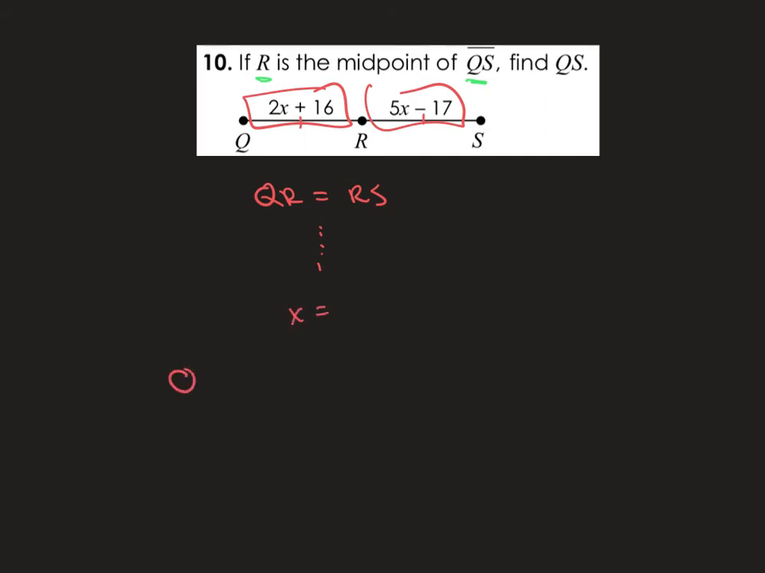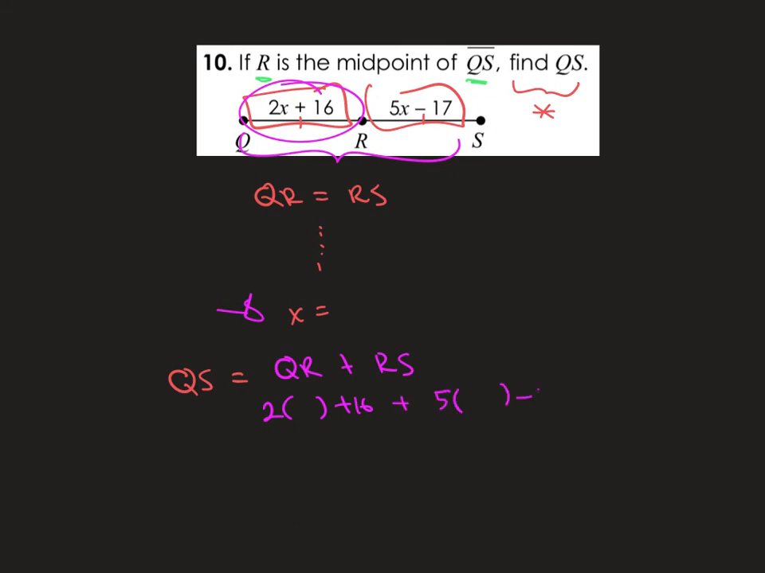Now what? We want the value of QS as our final answer. It says find QS. That's my final answer. QS, I notice, is the length of this whole piece. So we don't have one thing we could substitute in to find that. I'm going to have to use the segment addition postulate that says QS is equal to QR plus RS. And I know how to find the length of QR. It's 2 times that value of x plus 16. And I'm going to add that to RS, which is 5 times that value minus 17.